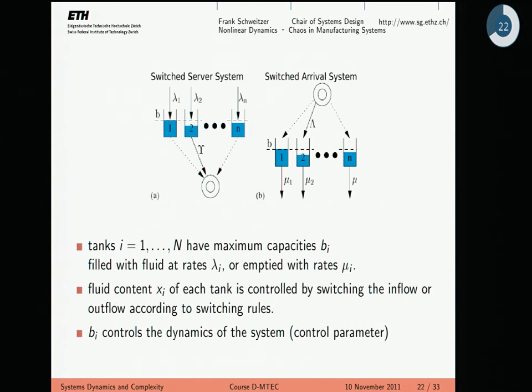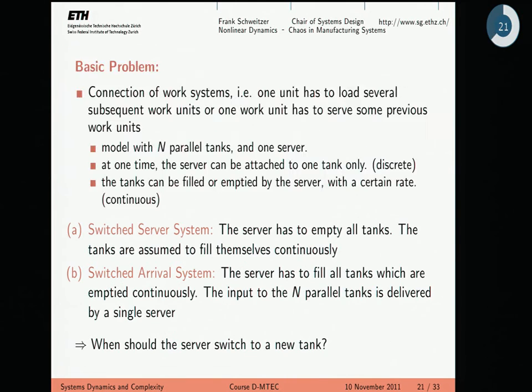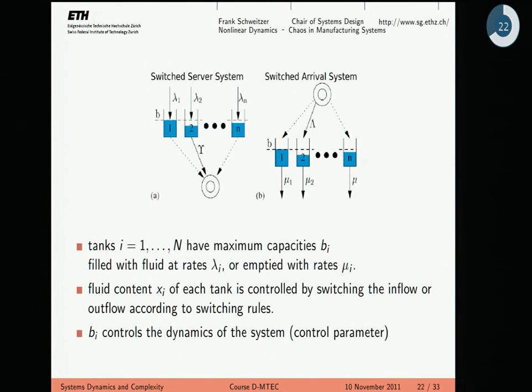This is not important. These are two different ways to look into the problem. That slide is simply explanation of these pictures. We can have these buffers, which are filled independently by rates of lambda 1, lambda 2, and so on, but they're emptied by one person.